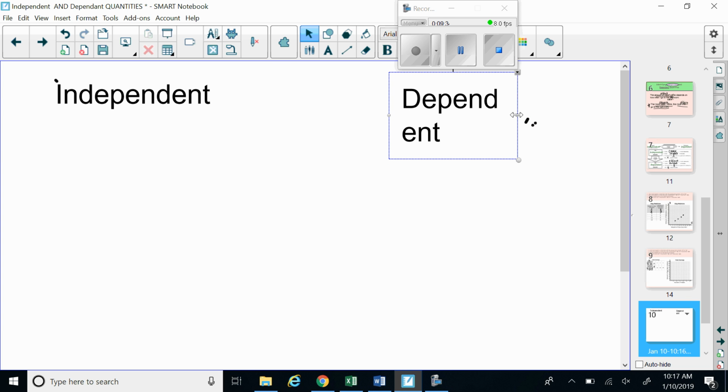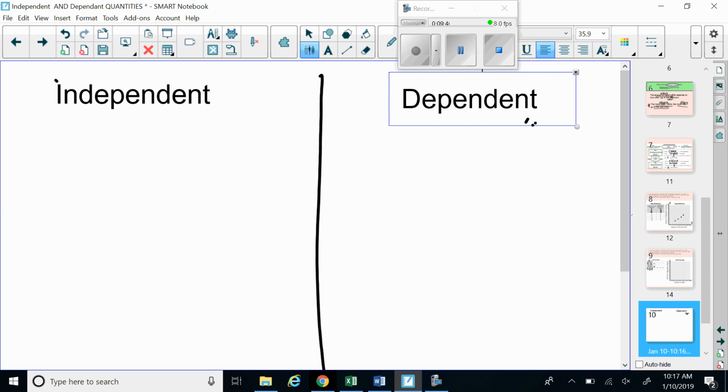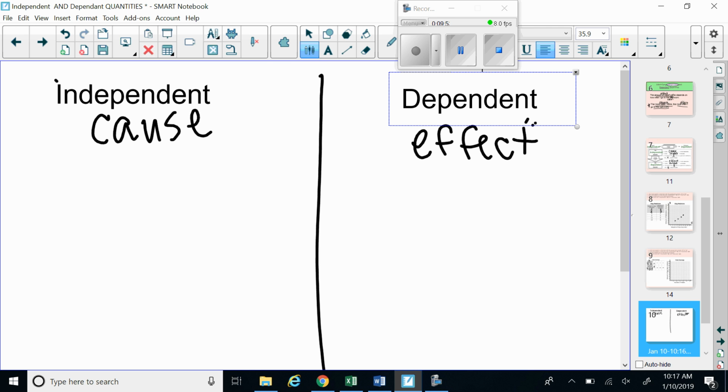Okay, dependent. Okay. And then you can just draw a line in the middle. And you're going to take the cards and you're going to cut and you're going to figure out, remember, independent is the cause and the dependent is the effect. So you're going to take those and you're going to glue them in. Before you glue them in, you're going to want to check and make sure you did them right because they're pretty tricky. The first one I'm going to give you is the one that we'll do together.